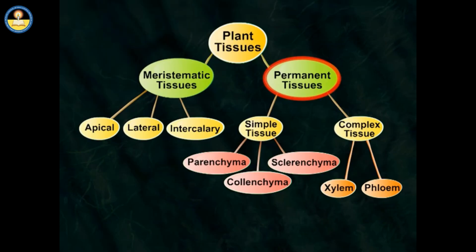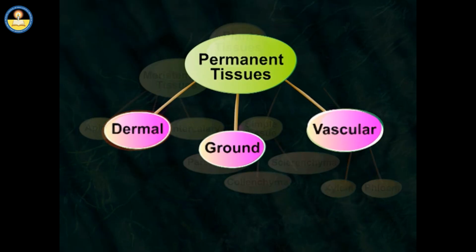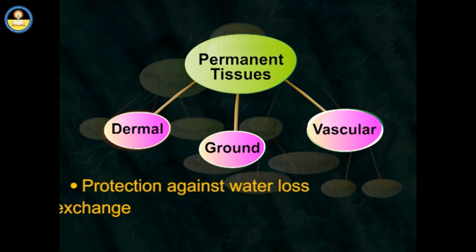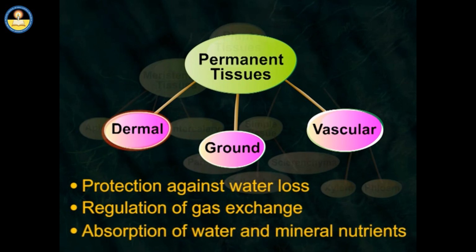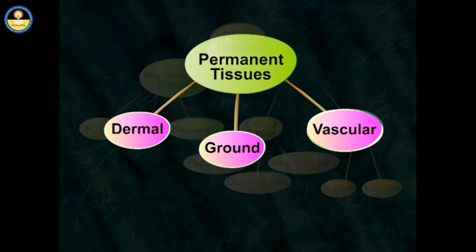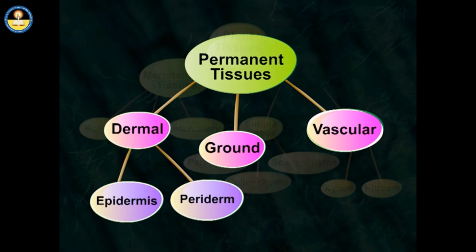Permanent tissues can also be grouped into tissue systems, and in plants, 3 such systems are present: dermal tissue, ground tissue and vascular tissue. The dermal tissue is the boundary between the plant and the outside world. It functions in protection against water loss, regulation of gas exchange, and absorption of water and mineral nutrients in case of roots. There are 2 main types of dermal tissues: epidermis and periderm.